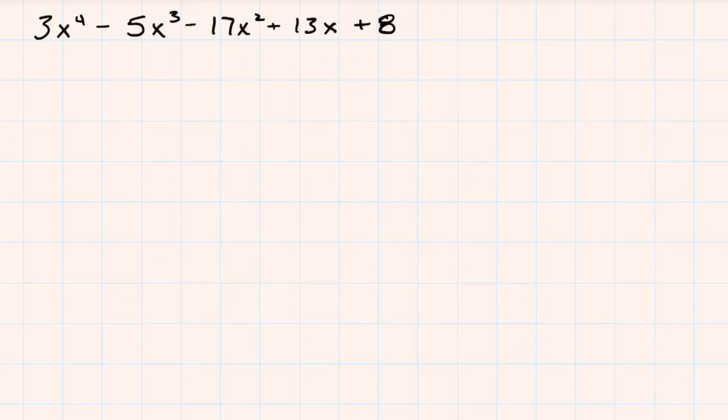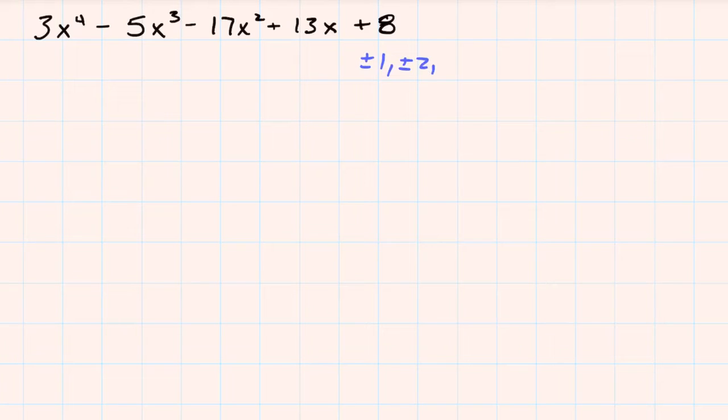All right, we're going to use the rational roots theorem to find all the possible factors of the polynomial 3x to the fourth minus 5x cubed minus 17x squared plus 13x plus 8. So this is the purpose of the rational roots theorem, basically finding the values that we should test so that we can find factors.